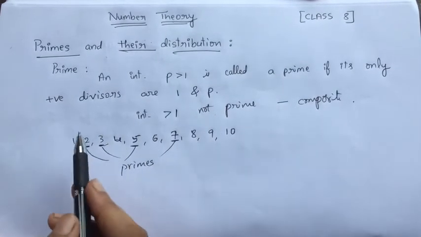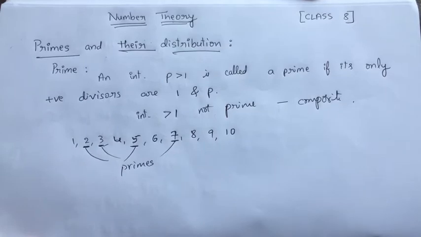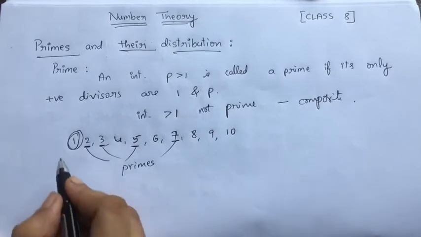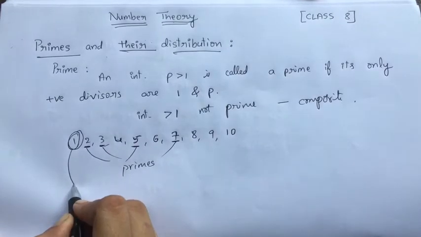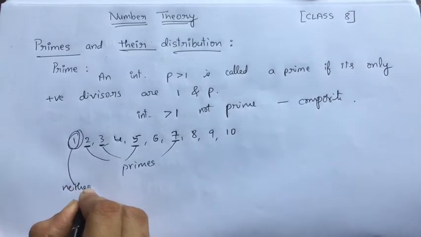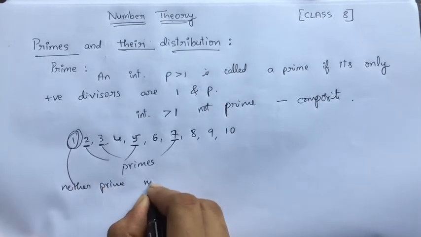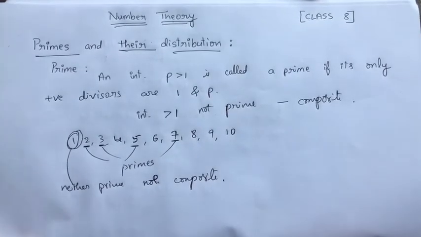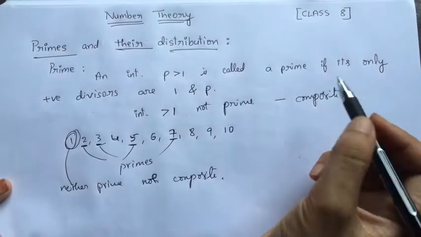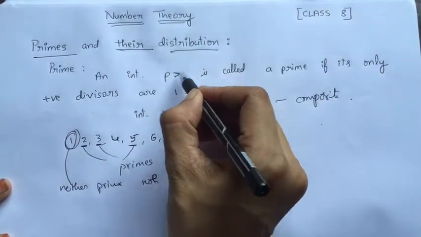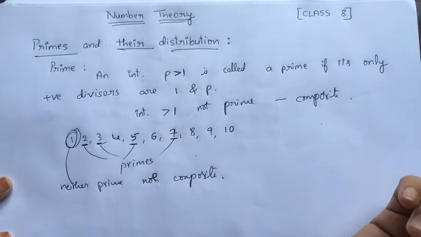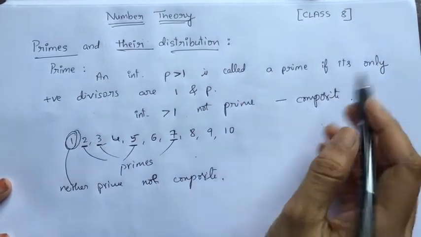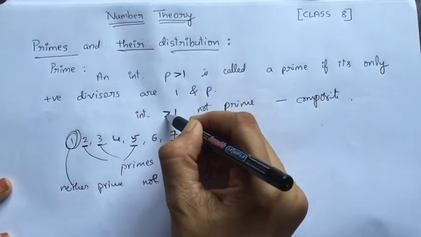According to our definition, the integer 1 plays a special role. It is neither prime nor composite. So by definition, the integer has to be greater than 1, and its divisors are only 1 and itself. Then I can call that particular integer a prime.